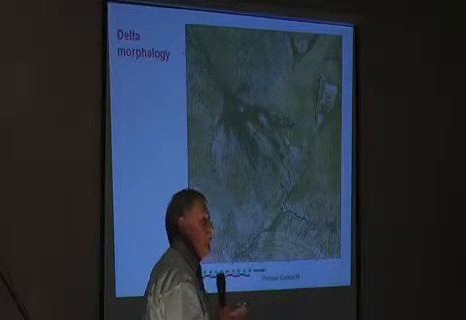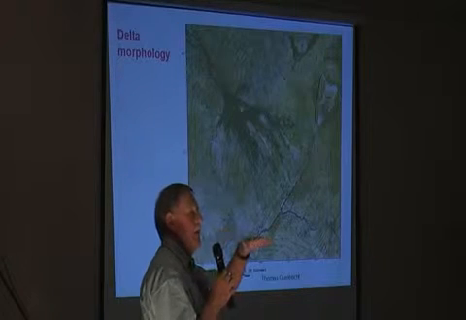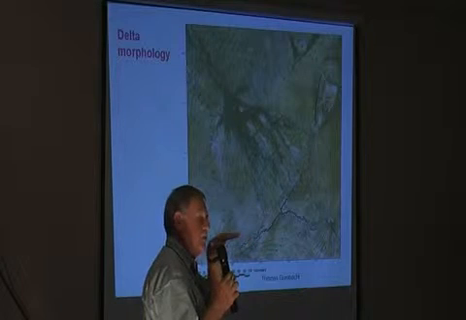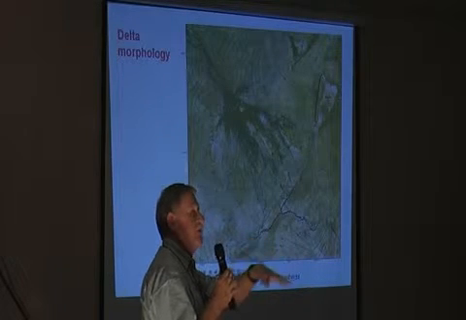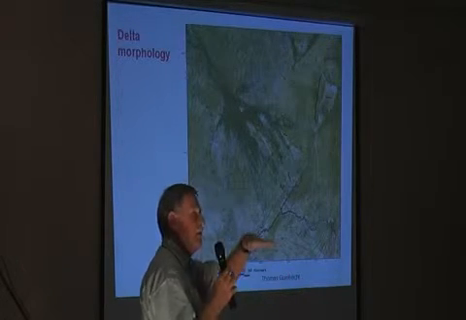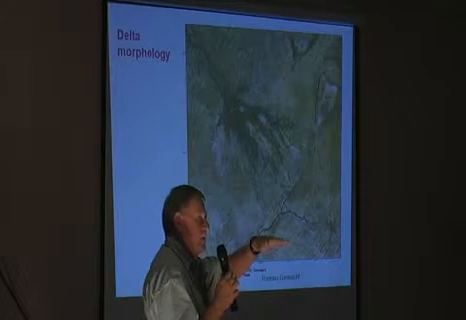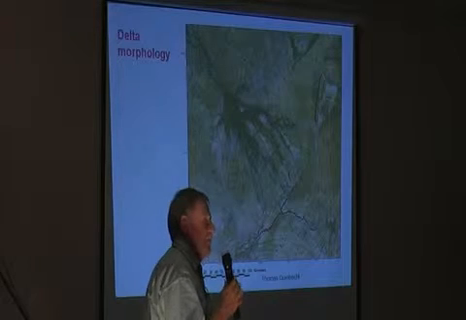A delta forms when a river carrying sediment flows into a lake or an ocean, and then because of the cessation of the flow, the sediment gets deposited. So the delta builds out, and the top of the delta is at sea level or at lake level, it's flat. That's the delta. This is not like that.